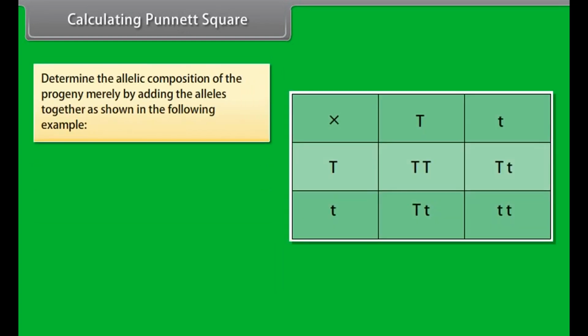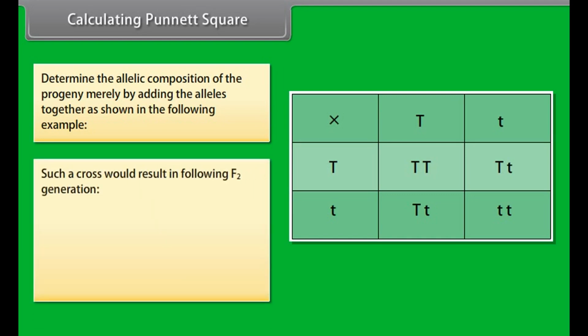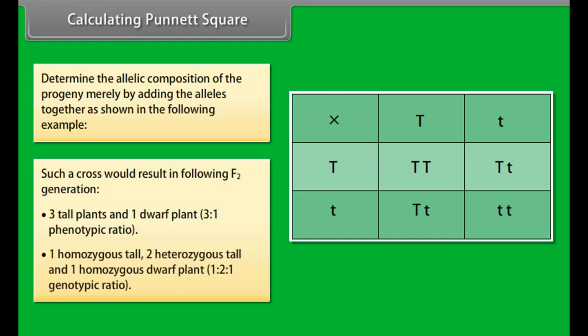Calculating Punnett square. Determine the allelic composition of the progeny merely by adding the alleles together as shown in the following example. Such a cross would result in following F2 generation. 3 tall plants and 1 dwarf plant, 3:1 phenotypic ratio. 1 homozygous tall, 2 heterozygous tall, and 1 homozygous dwarf plant, 1:2:1 genotypic ratio.